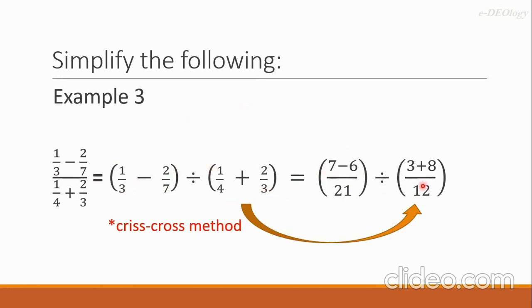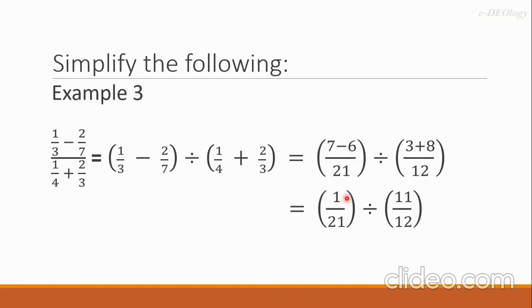1 times 3 is 3. 4 times 2 is 8. This is addition, so I put the plus sign. Then 4 times 3 is 12. Then let us simplify. The 7 minus 6 is now 1 over 21. We just copy the 21. Then 3 plus 8 is 11. We copy the 12 down here.